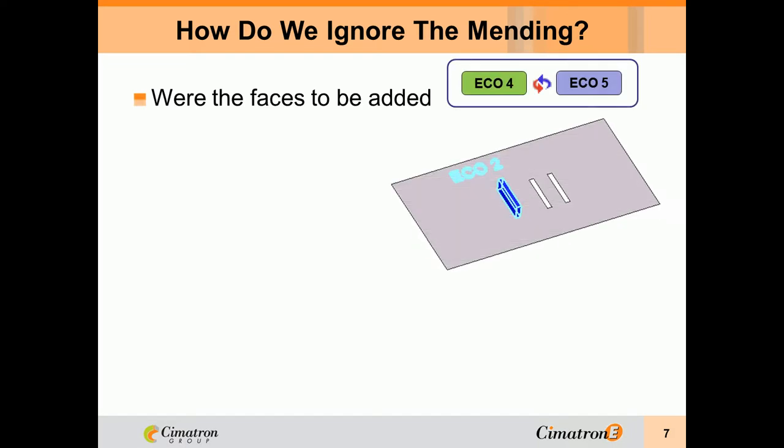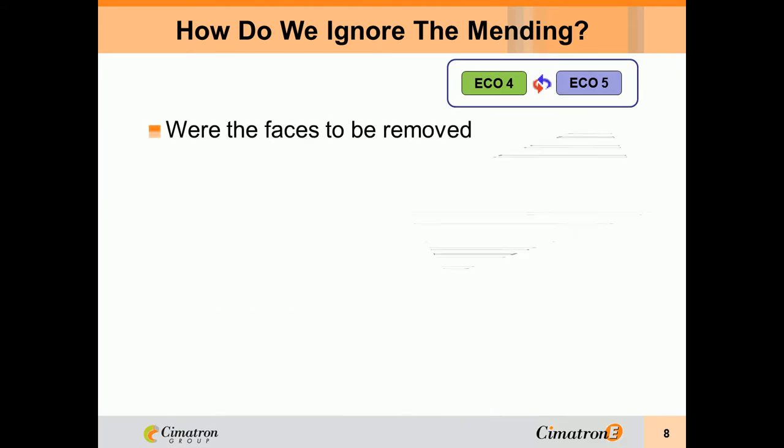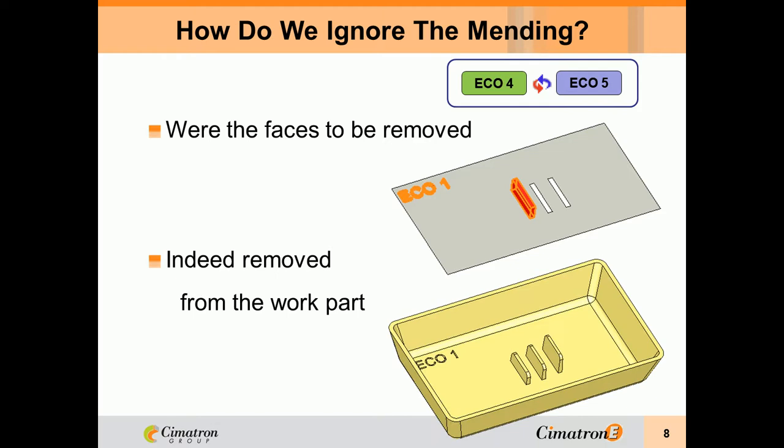Let's start with the blue faces. Were the faces to be added indeed added to the work part? Again, we only look at what we call ECO4 to ECO5. So the answer is, of course, no. We don't have these faces over here, so they were not added, and that's why they appear. This is perfectly okay.